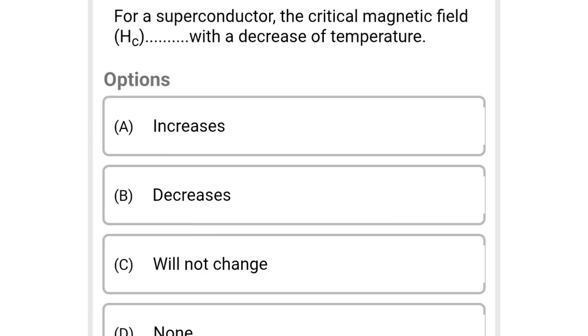Next question, in a superconductor the critical magnetic field Hc dash with a decrease of temperature. Option A increases, option B decreases, option C will not change, option D none. The correct answer is option A increases.